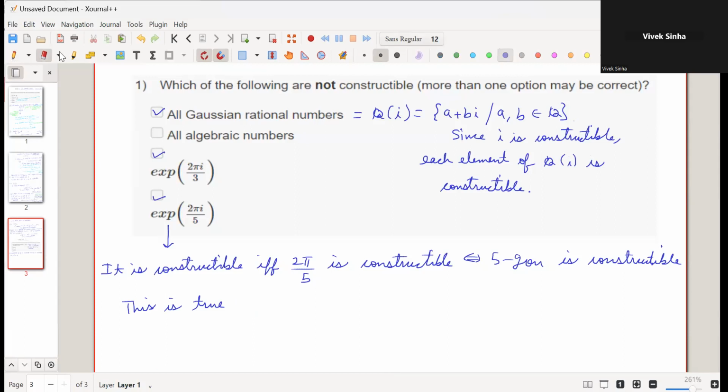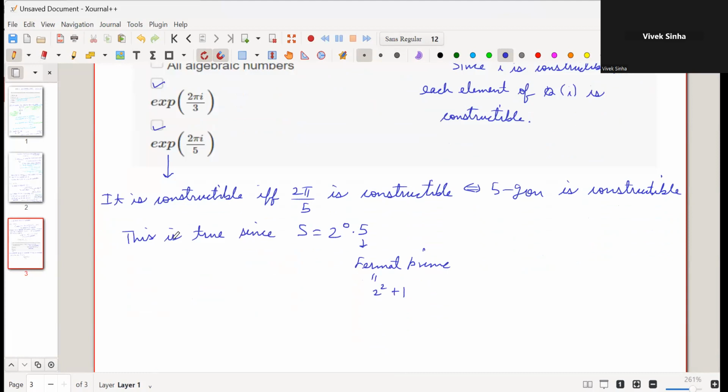this is true since 5 is of the form 2 raised to 0 times product of Fermat primes, right? So this is a Fermat prime. Fermat prime means it is of the form 2 raised to 2^n plus 1. So it's 2 square plus 1. So this is okay, right? And here, since 3 is of the form 2 plus 1, this is also a Fermat prime. So here also we will use the same trick, and it is also constructible.